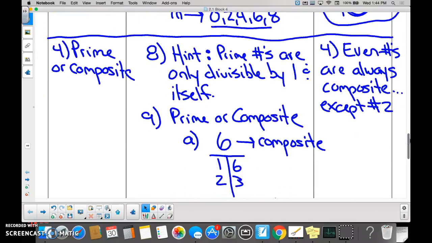And then we did prime versus composite, which we've already talked about. If you have more than 2 factors, it's composite. If you have 2 factors, it's prime. Questions?